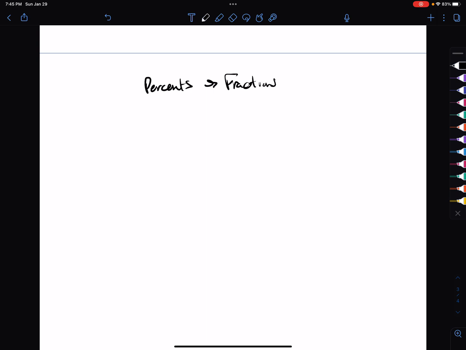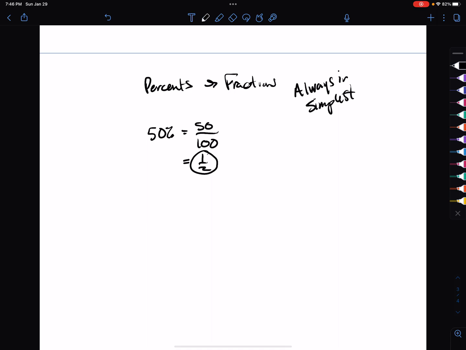that one is going to seem pretty familiar to you, I hope. Where if you have, we'll start out with an easy one, 50%, I know that means 50 out of 100, and then I can just simplify that fraction, and I know 50 out of 100 is 1/2. So when you're converting percents into fractions, always in simplest form. So always simplify. Always, always, always. So step 1, we turned it into a fraction with 100 as the denominator, and then step 2, we simplified.